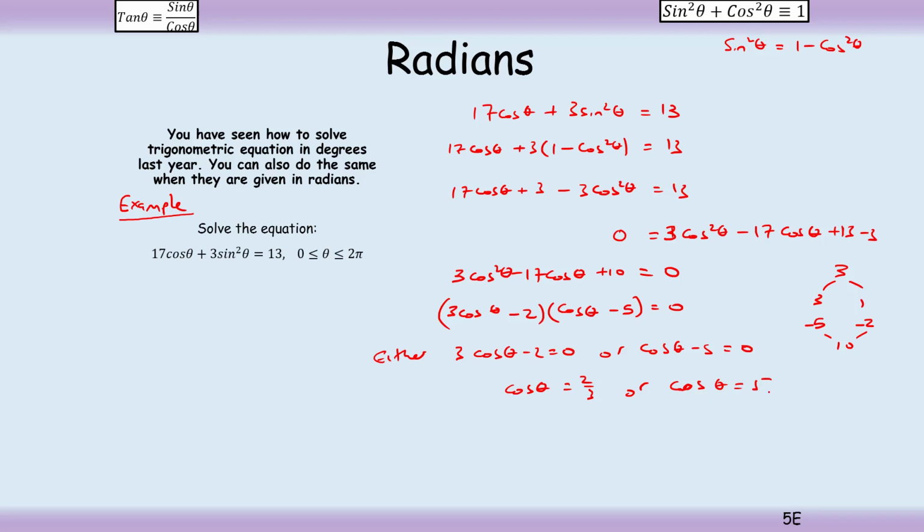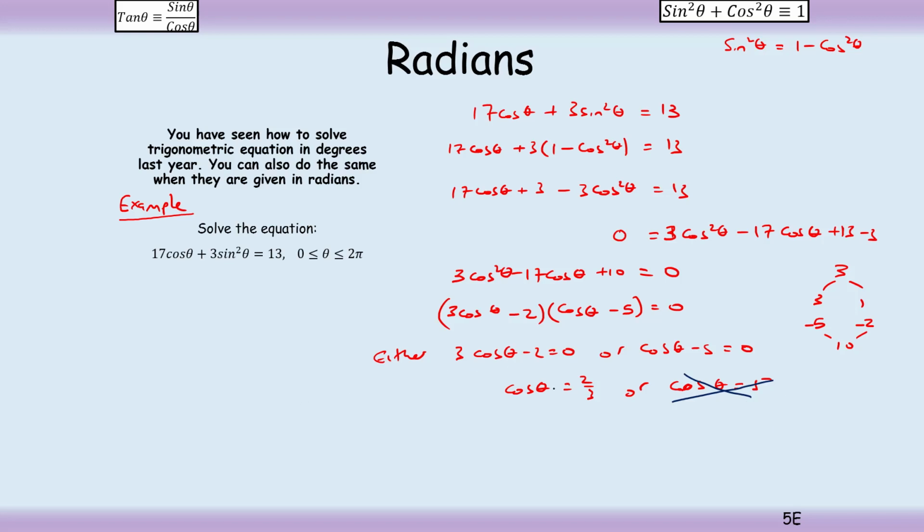Now, cos theta can't equal 5. Why is that? Why is that solution invalid? Because it's more than 1. The range of values that cos theta can take ranges from minus 1 to plus 1.